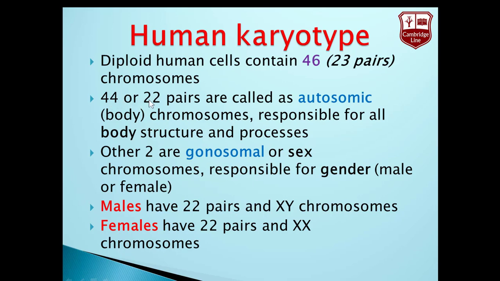And the 44, or 22 pairs, are called autosomal, meaning they are responsible for all body structures and processes. How your eye color, your ears, your fingers, your tongue, color of skin will look, everything about your body except your gender.